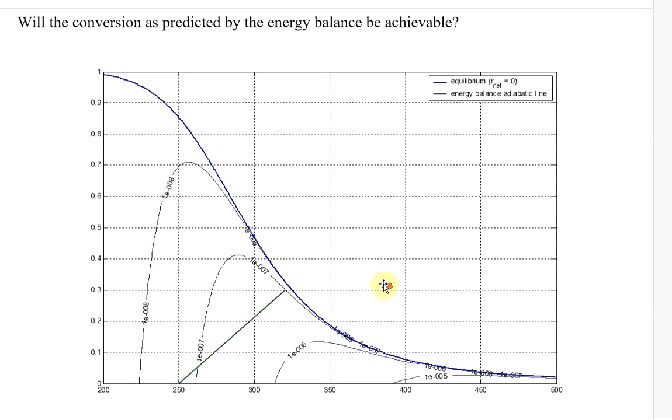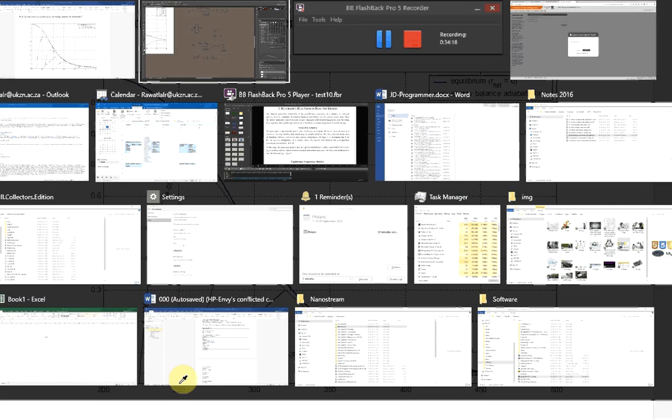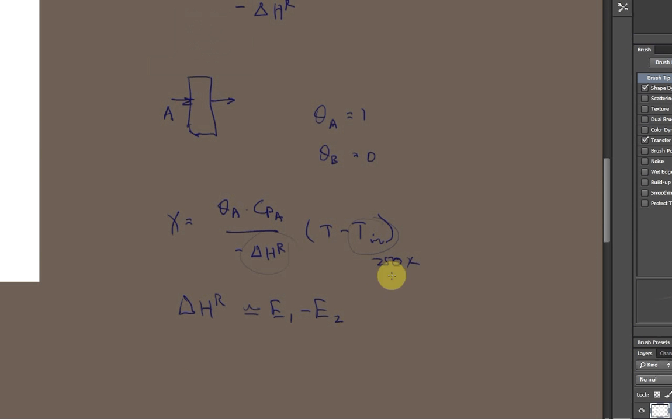And here it is. So we've plotted this line. So it's starting out at 250, and of course, we can take the slope of this line. So dx dt is simply sum beta I CPI over heat of reaction.